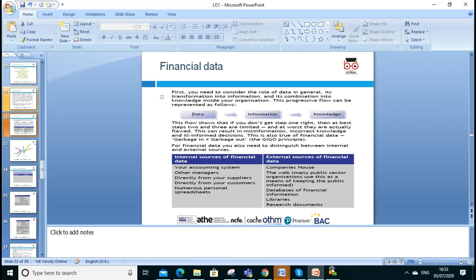Internal sources of data, which is management accounting, we can look around, or directly from the suppliers, directly from the customer, what information we have recorded in our internal system. External, we can find from Companies House, from the library, from the various regulatory bodies.